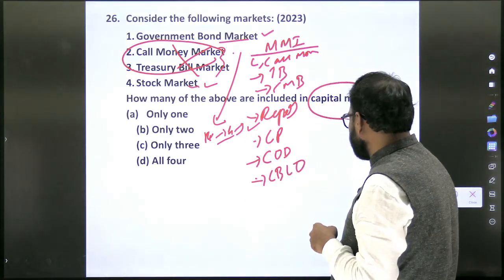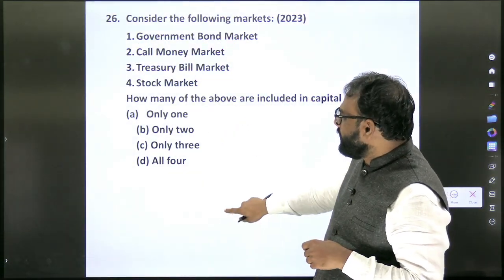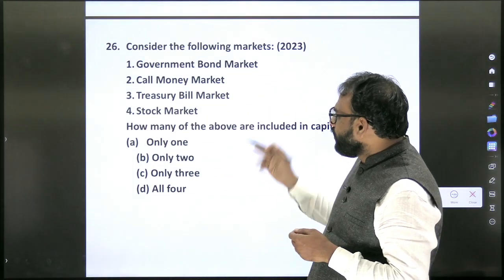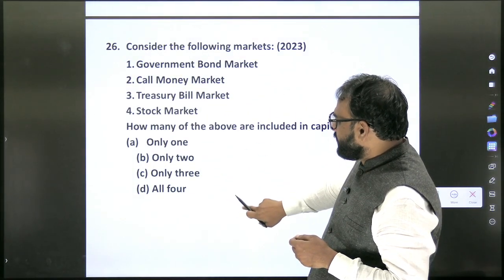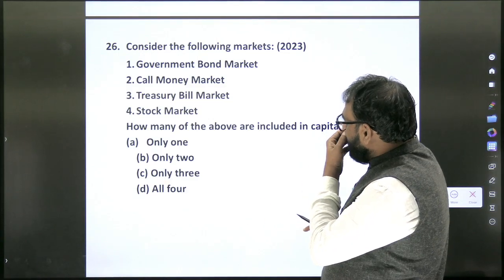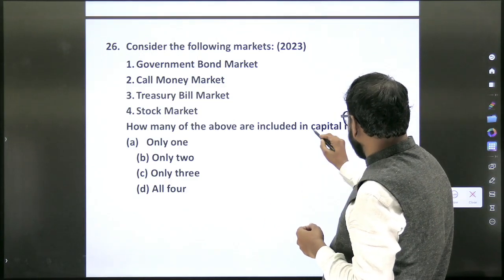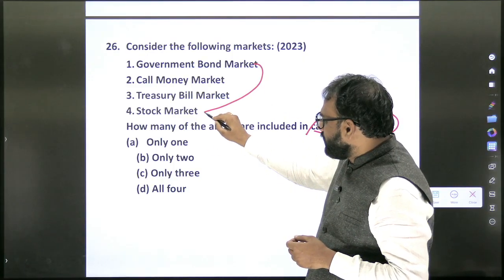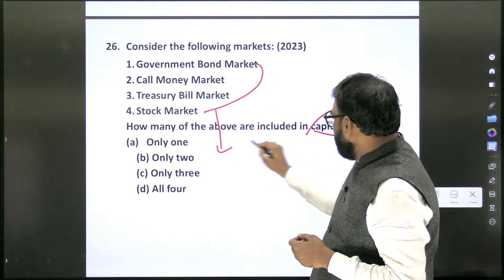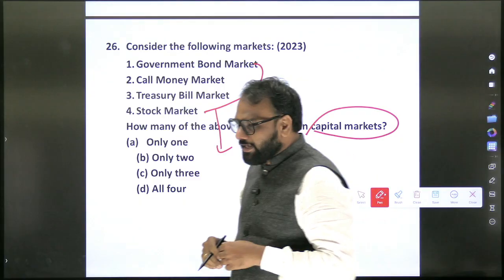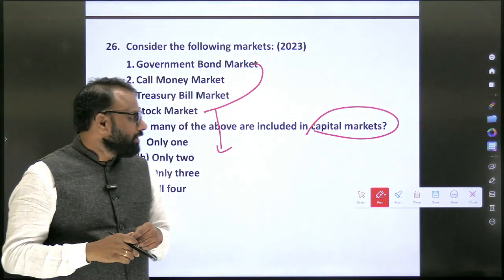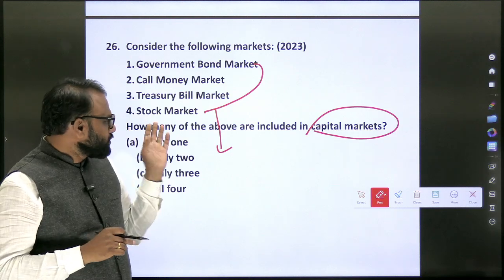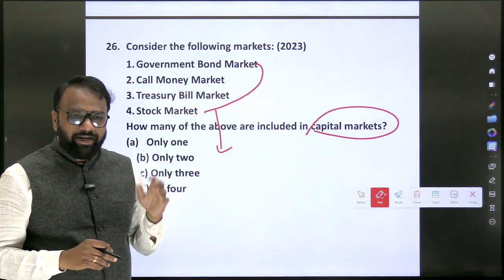So what's the answer? Two. Only two. Which are the two? Government bond market and stock market. Now, capital market: stock market is an example, and government bond market. Which are the other examples of capital market instruments? Stock, bond, debentures.